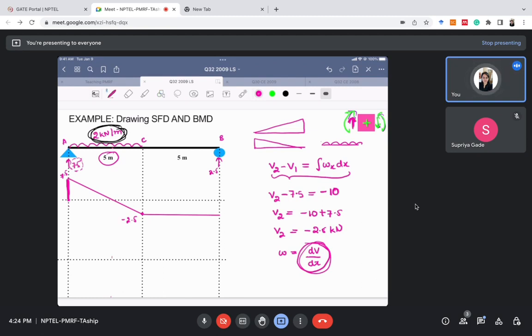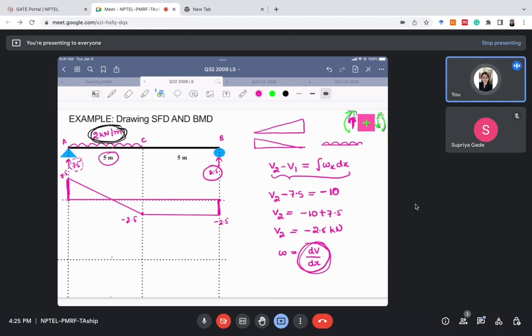Now, when we reach section B, we can see that there is an upward point load, which is 2.5. Whenever there is an upward point load, the shear force diagram will jump by 2.5. So here it was minus 2.5, and it has jumped by 2.5, so it will become 0 here. Okay. So this is our complete shear force diagram. Using these few formulas, you can quickly make the shear force diagram.